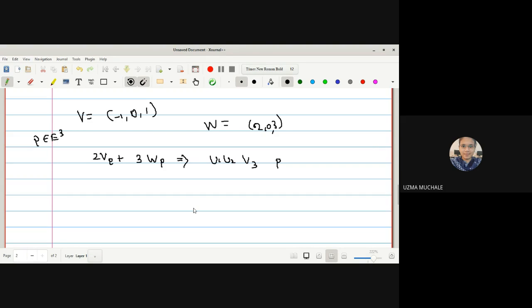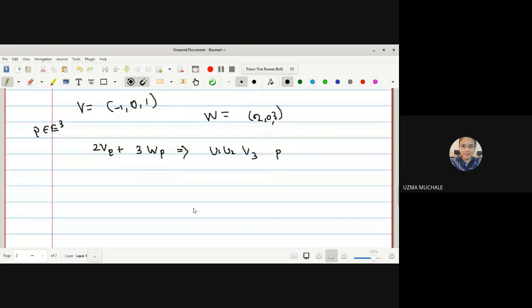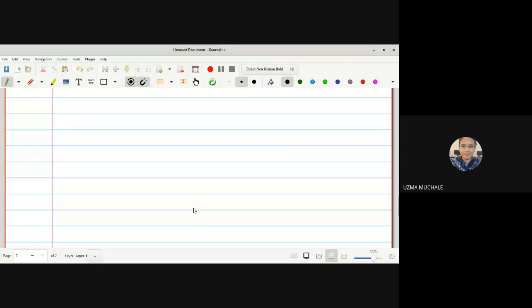I hope everyone has solved it. At least the example which I have solved, you have written it. Okay. So let us go for the vector field example now.